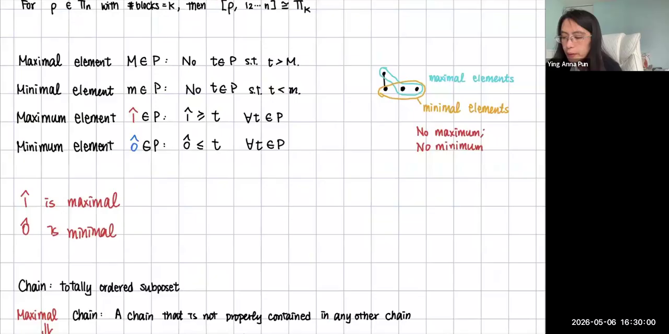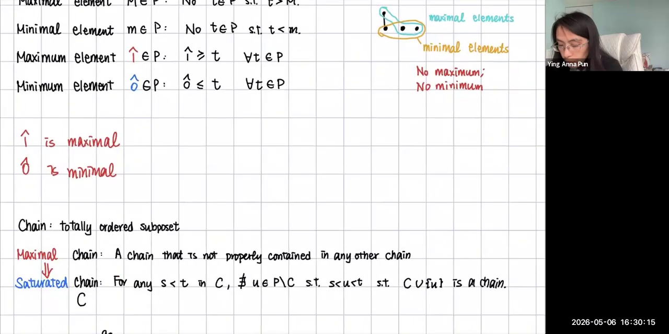And then if you're maximum and minimum, you're unique, so we give you a name. So usually we use these two notations, a 1 and a 0 with a hat, to denote the maximum and minimum element. And as you see, not every Hasse diagram would have a maximum and minimum element.